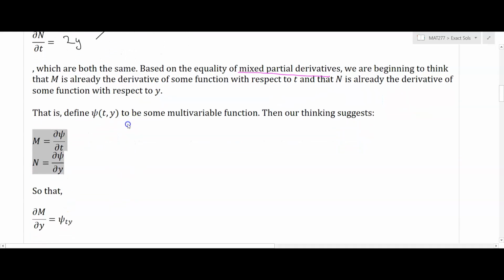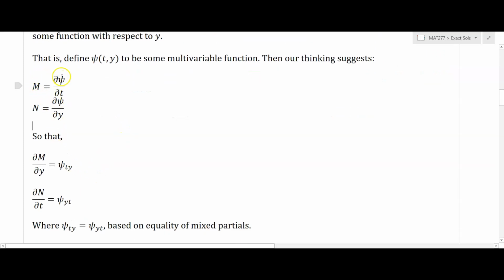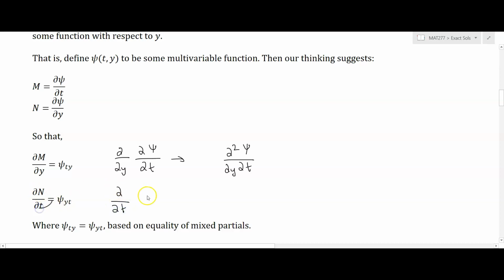Therefore, if we take the derivative of m with respect to y, well, m is the derivative of psi with respect to t, and therefore this comes out to be the second derivative of psi, partial y partial t. And then if you take the partial derivative with respect to t of n, well, what is n? n is the derivative of psi with respect to y. So that means that this comes out to the second derivative of psi with respect to t with respect to y. And since these are mixed partials, they should be equal.